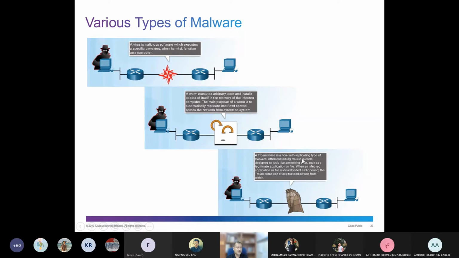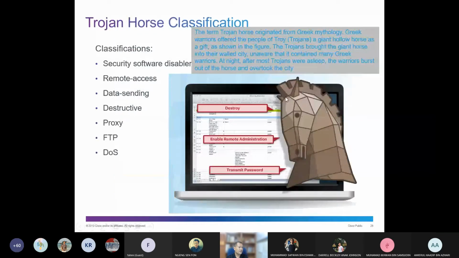The Trojan horse comes from, for example, let's say self-replicating types of malware. This one actually comes from Greek mythology. The Greek warriors offered the people of Troy a giant hollow horse as a gift, but actually inside there were Greek warriors. Once the Trojans were asleep, the warriors burst out of the horse and overtook the city. So people are hiding. I think you can watch the movie as well, Troy. The story about this one.